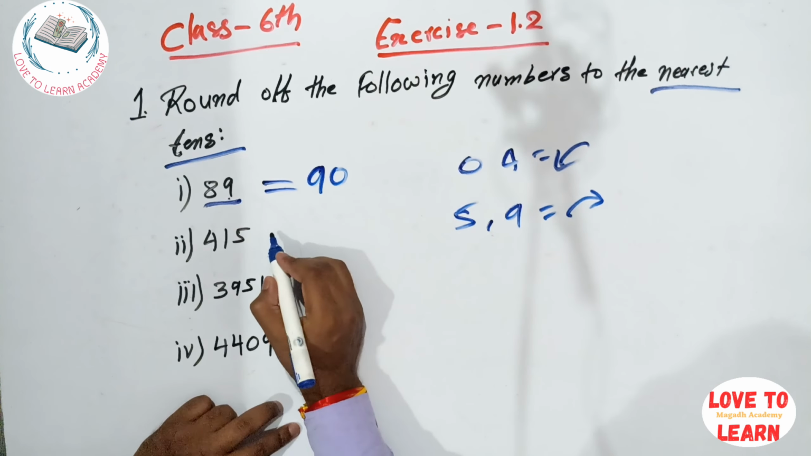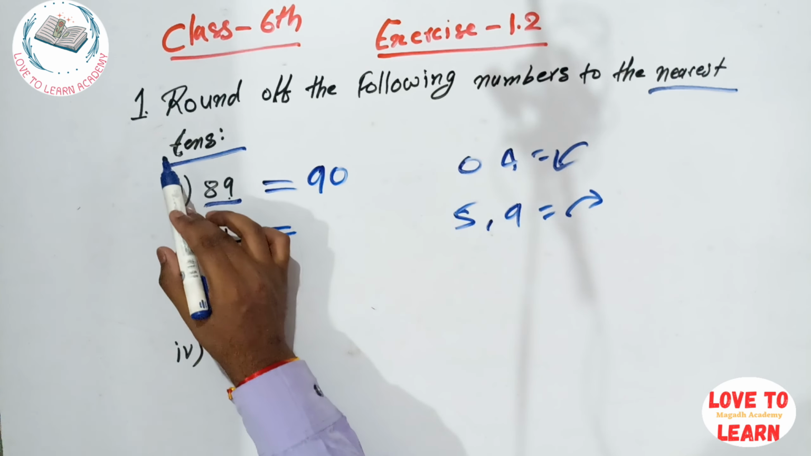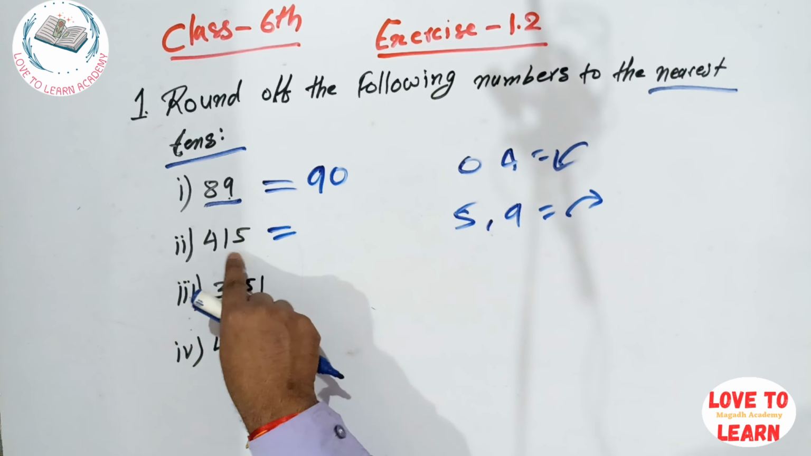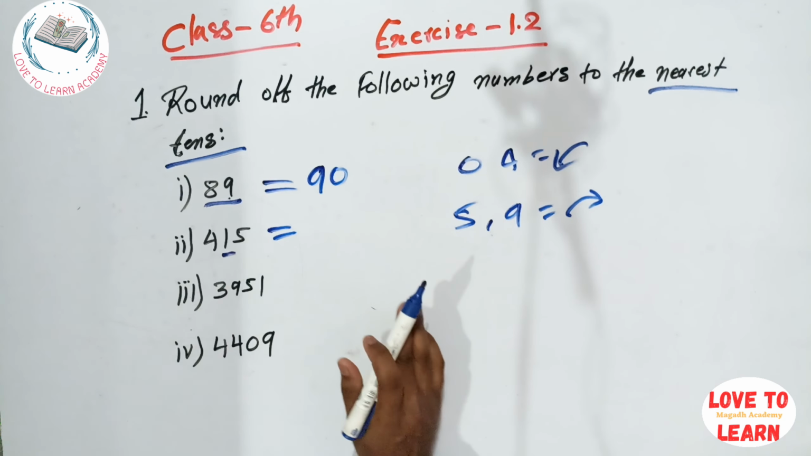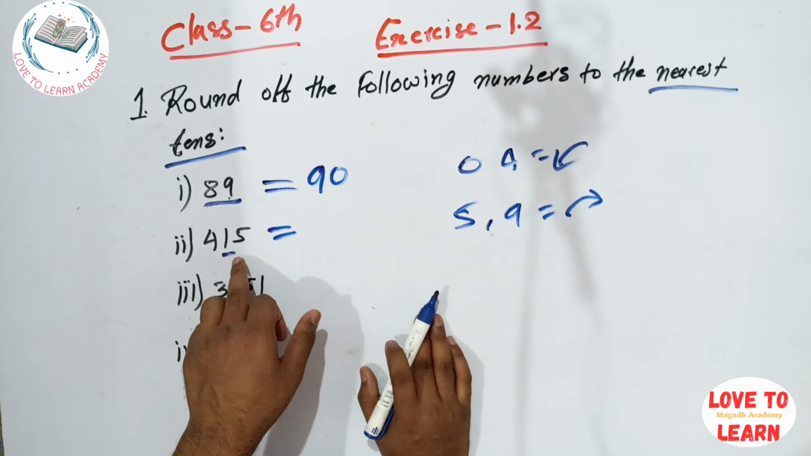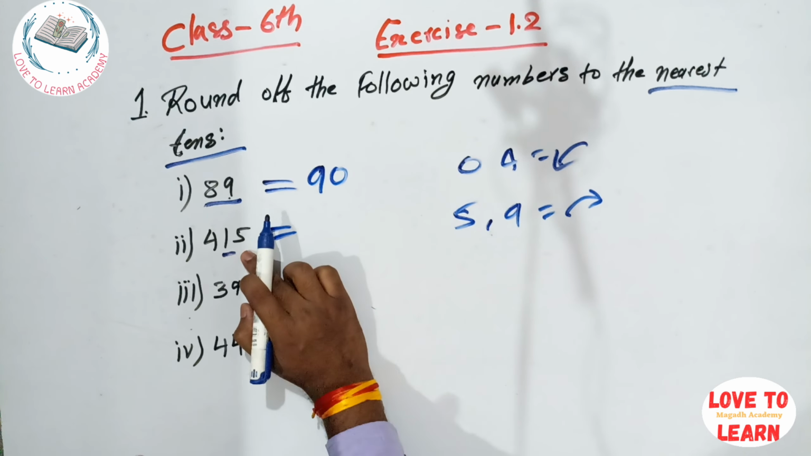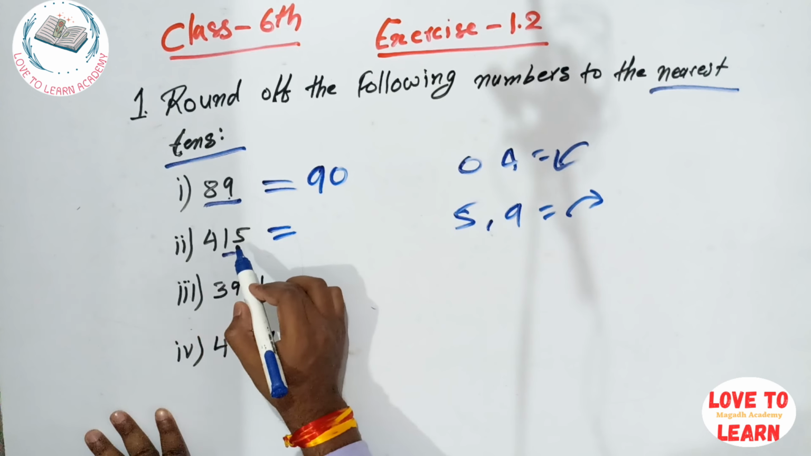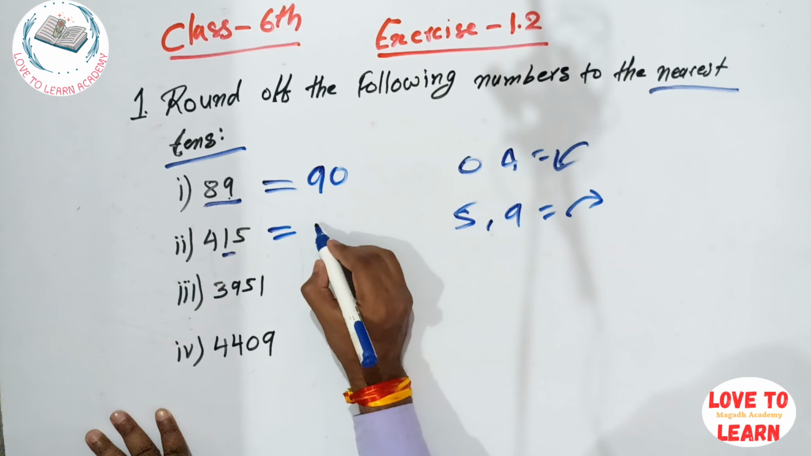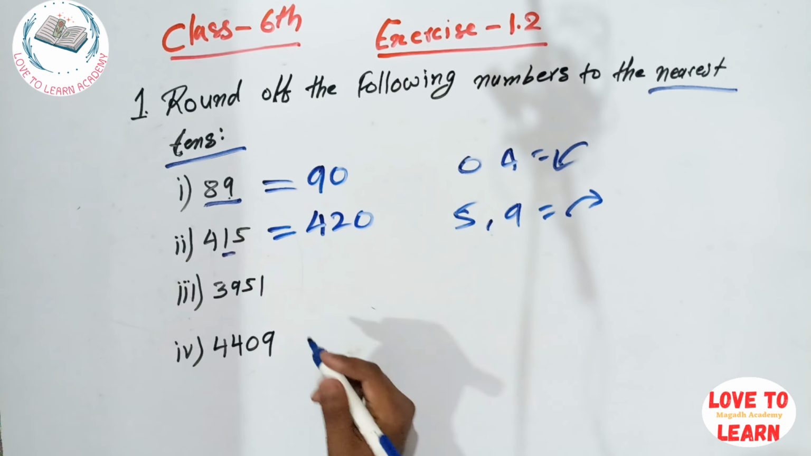Okay, so next question. We have to round to the tens. Ones, tens, it's the tens place. See the first unit, so it is a 5. We already know if it is 5, the number goes forward. So what will happen? It will be 415, going forward. It means it will be 420, right? I hope you understand it.